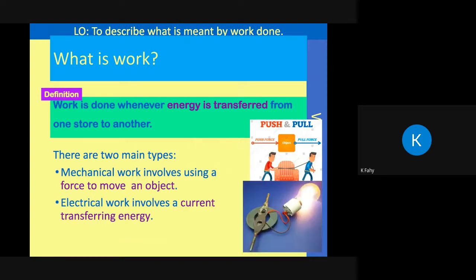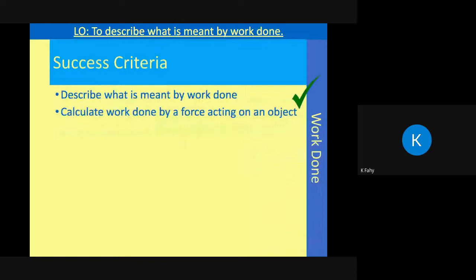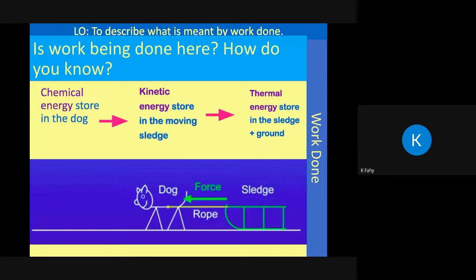Okay, so that's just your picture of your two main types. So you should now be able to describe what is work done. That's it. That is your definition. That is all you need to know to do that. So what we're going to do is, it's more likely that you will get calculations on work done in your exam. So we're going to look at a few examples of how we would calculate work done.